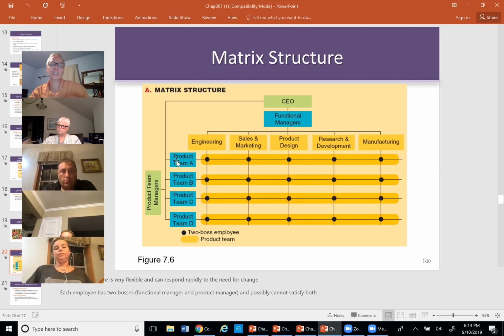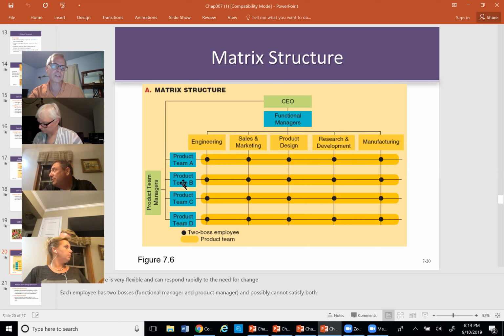The downside of this organization is this person right here has 2 bosses. They work for their engineering manager, and they work for their product team A manager. And when you have 2 bosses, as long as they agree, everything's fine. When they don't agree, it's not so fine. So that's one of the rules of management: somebody should only have 1 boss. This clearly violates that, but it's useful, because we get to have these cross-functional teams that do complex tasks.